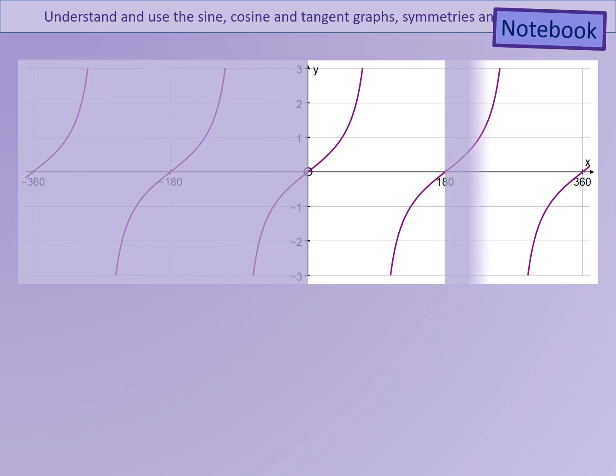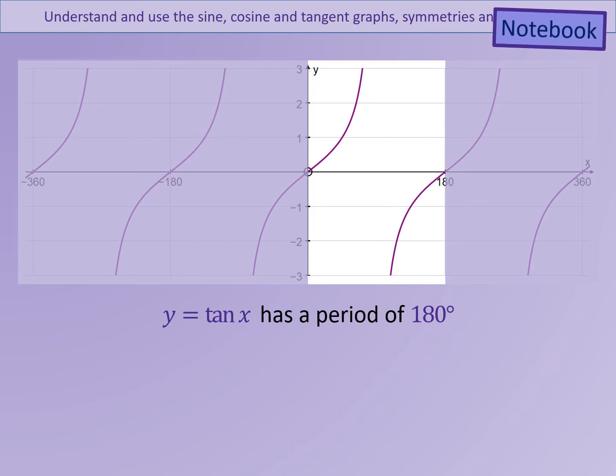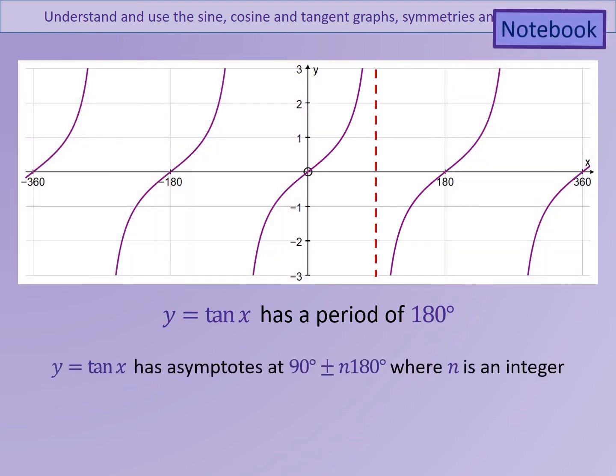So the most important, perhaps, of these characteristics is that the period of the tangent curve is no longer 360 degrees. We can see from this little diagram that the period is 180. The graph repeats itself every 180 degrees. And if you wanted to describe where those asymptotes are, then we can describe it using this notation here, which is quite clever. So n has to be an integer.